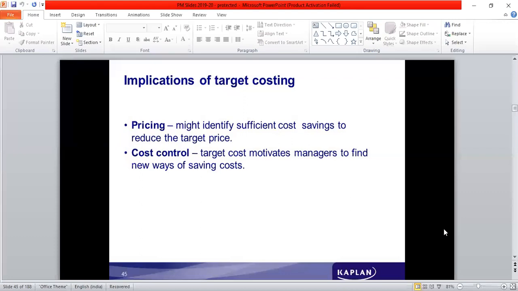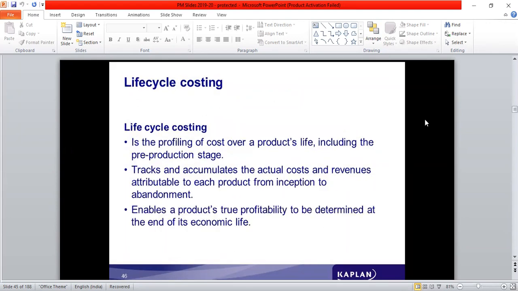Implications of target costing: pricing might identify sufficient cost savings to reduce the target cost. So they get a chance to understand the ways in which there can be sufficient cost savings. At the same time, target cost motivates managers to find new ways of cost saving. So now the focus will shift towards cost saving. Every area wherever it is possible for them to cut down on their cost, measures will be taken to cut down on the cost.